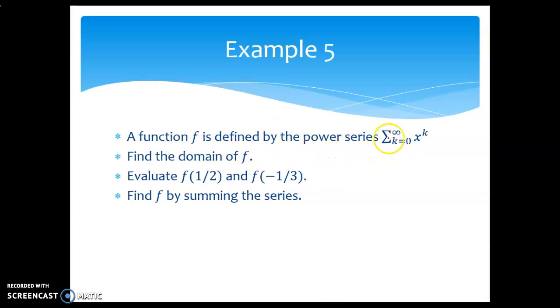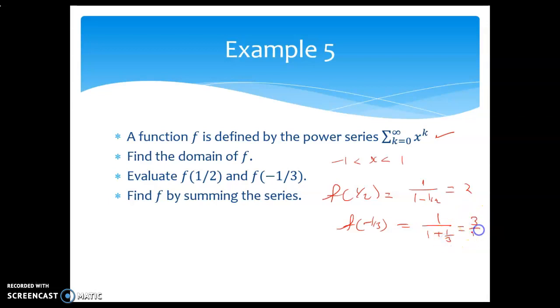So here let's see a function. It is defined this way: f of x is equal to the summation from k equal to 0 up to infinity of x raised to the power of k. Find the domain. Well, this is a geometric series, so x is in between -1 and +1. So we want to evaluate f of 1/2. We know a is going to be 1, and r is going to be 1/2, so then we get 2. Then f of -1/3 is going to be, with a equal to 1, 1 over 1 minus -1/3, which would be equal to 3 over 4.